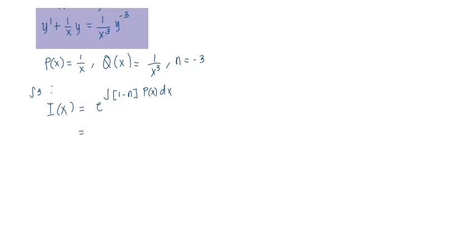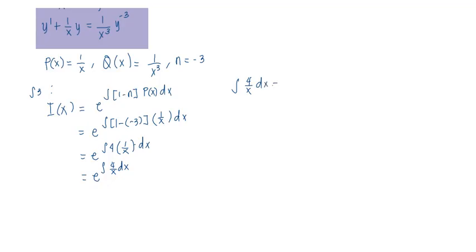And then we substitute those values. Integral of 1 minus negative 3 times the p of x, which is 1 over x, dx. It will be equal to the integral of 1 minus negative 3, which is 4, times 1 over x dx, which is equal to the integral of 4 over x dx. We can factor out 4 and take the integral of dx over x, which gives 4 ln x. Then 4 ln x can be written as ln x raised to 4, which gives x raised to 4 for our I of x.